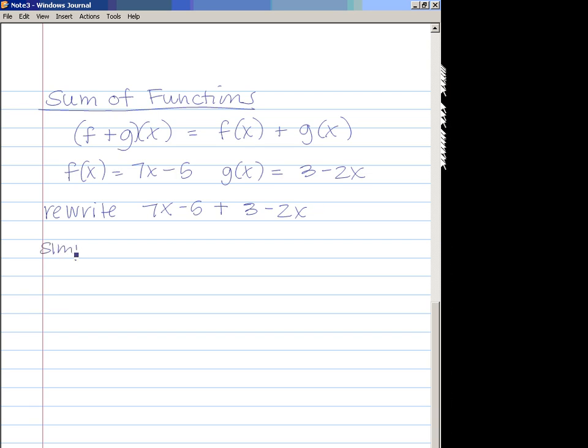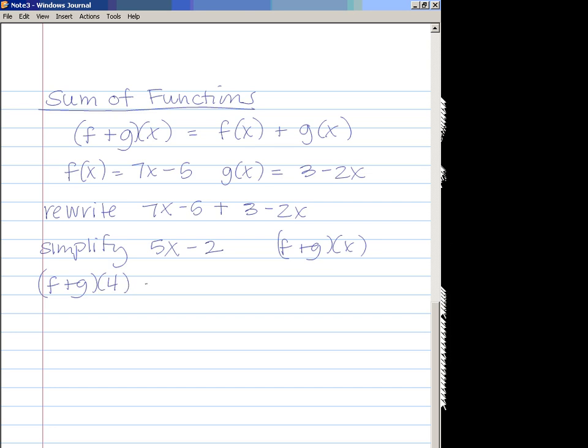Then we can simplify, and we get 5x minus 2. If you were asked simply to evaluate f plus g of x, this is where you would stop. If we're going to go one step further and actually evaluate it at 4, we would replace our x with 4. So it gives us 20 minus 2, which evaluates to 18. Now we have difference.